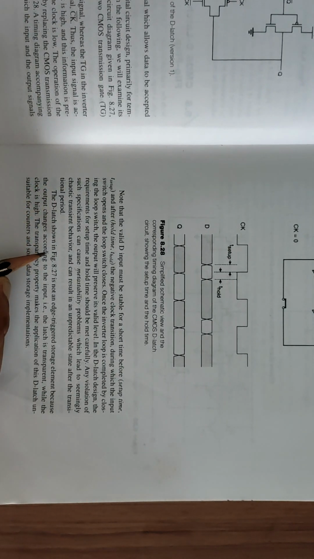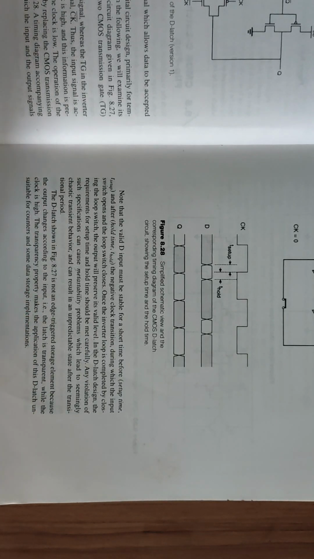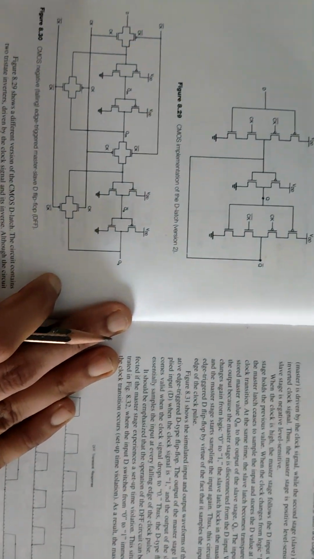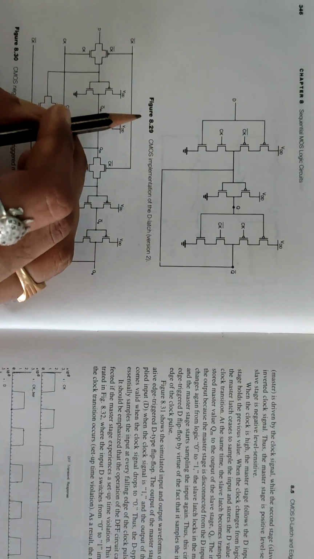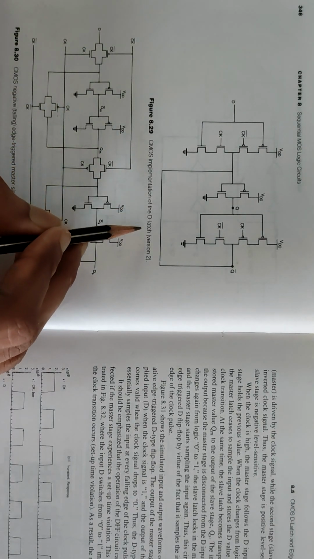The D-Latch shown in figure is not an edge-triggered storage element because the output changes according to the input. That is, the latch is transparent while the clock is high. The transparency property becomes the application of this D-Latch, suitable for counters and some data storage implementations. Here you can see the figure: CMOS implementation of the D-Latch version 2.